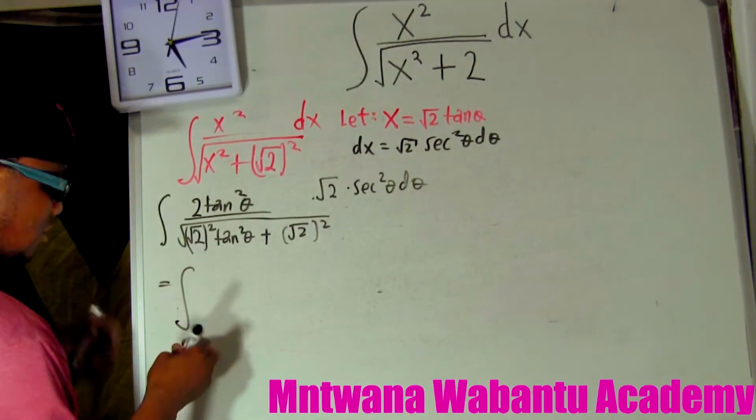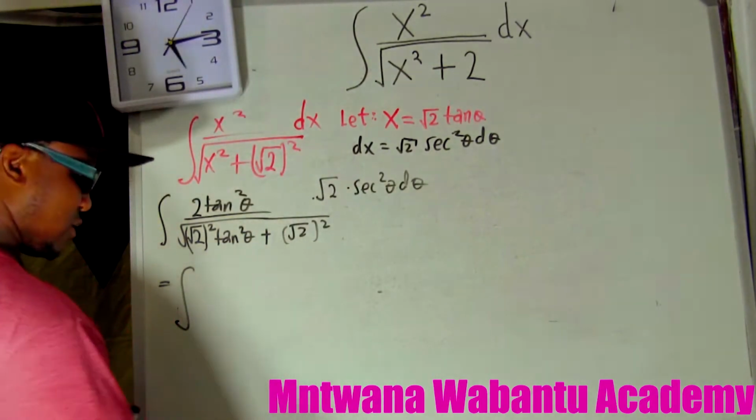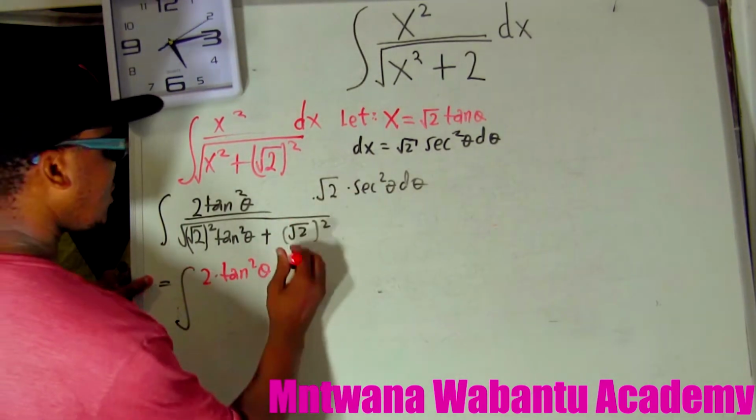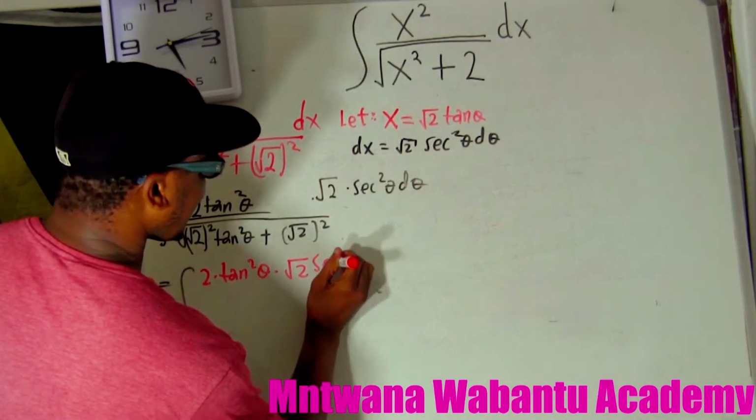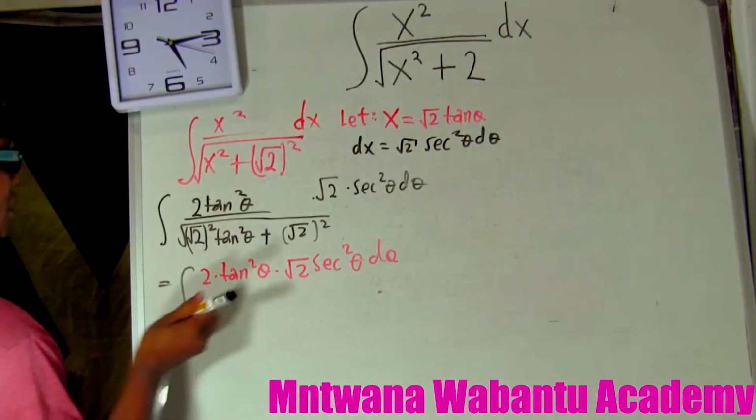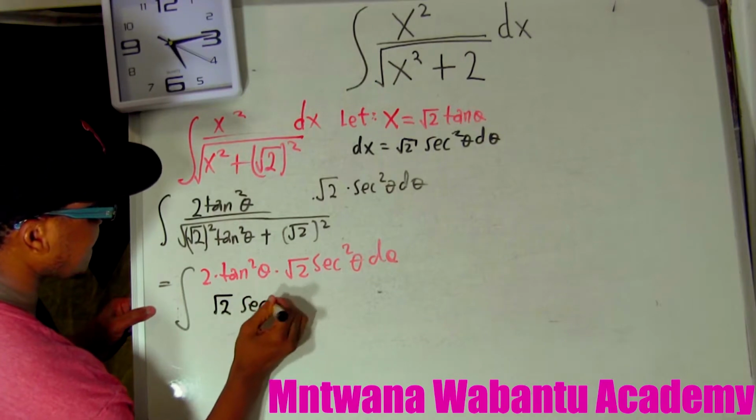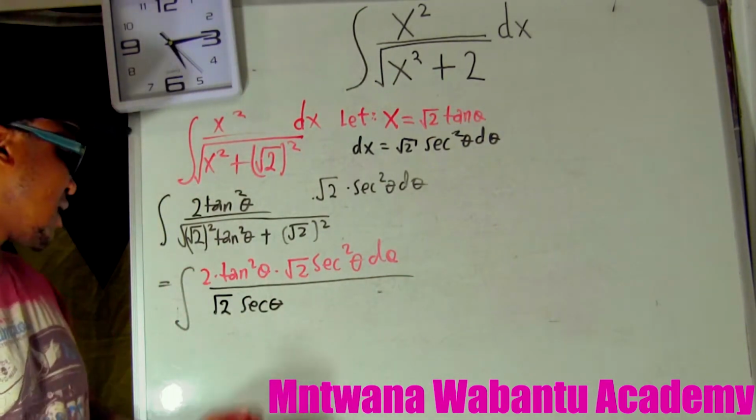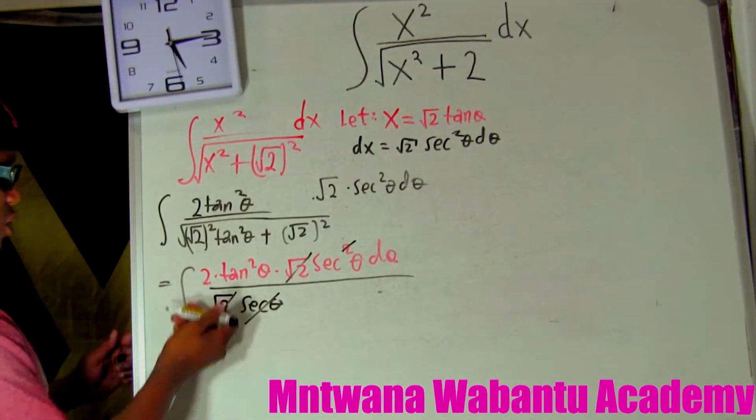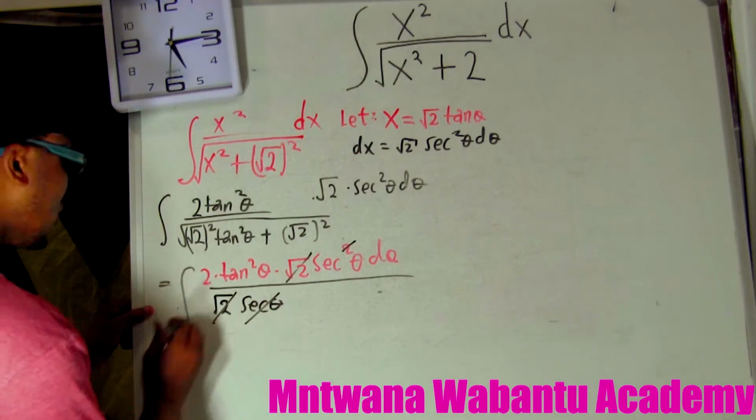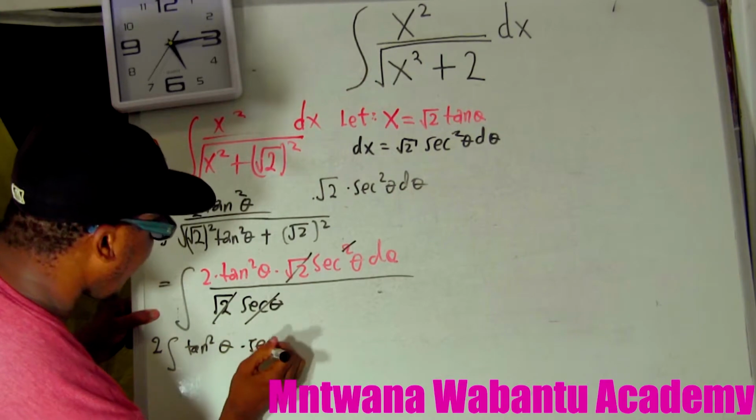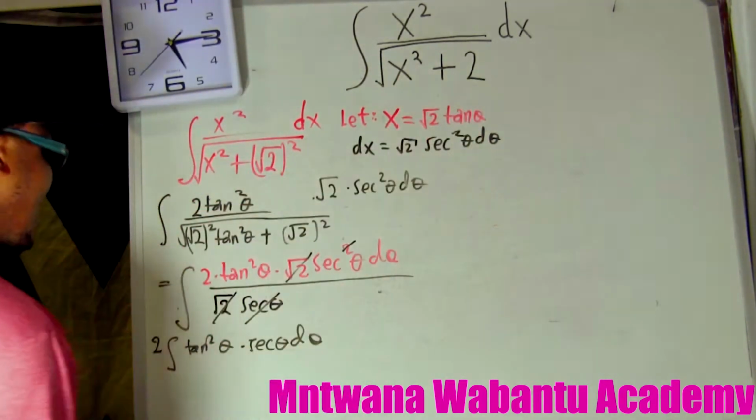So this becomes the integral of 2 tan squared theta times the square root of 2 sec squared theta, over the square root of 2 sec theta. Some of the expressions cancel here: the square root of 2 cancels, and one sec and one sec cancel. We're left with the integral, the 2 can go to the front, of tan squared theta times sec theta d theta.